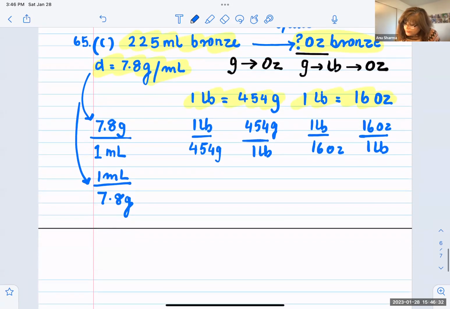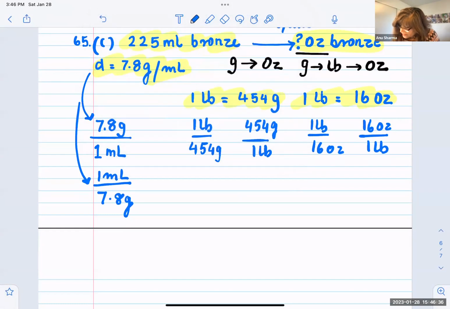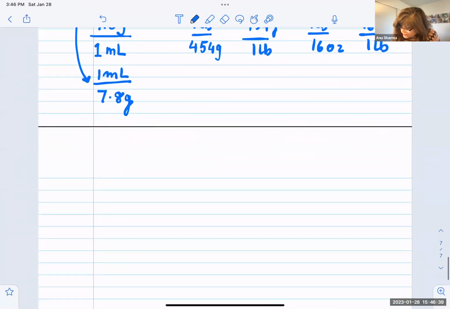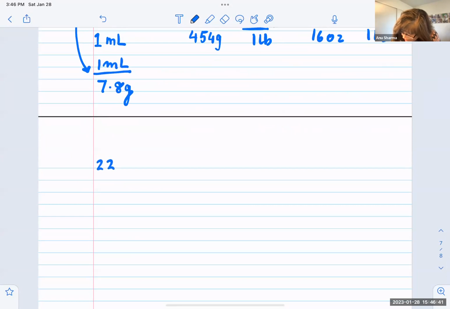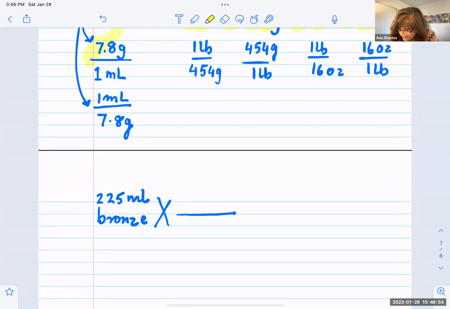So now we are going to set up the problem. You're going to write first, let's do this, 225 milliliters of bronze, multiplied by, we need to get rid of the milliliters. So we are going to take this conversion factor, 7.8 grams over 1 milliliter. So that cancels out the milliliters.